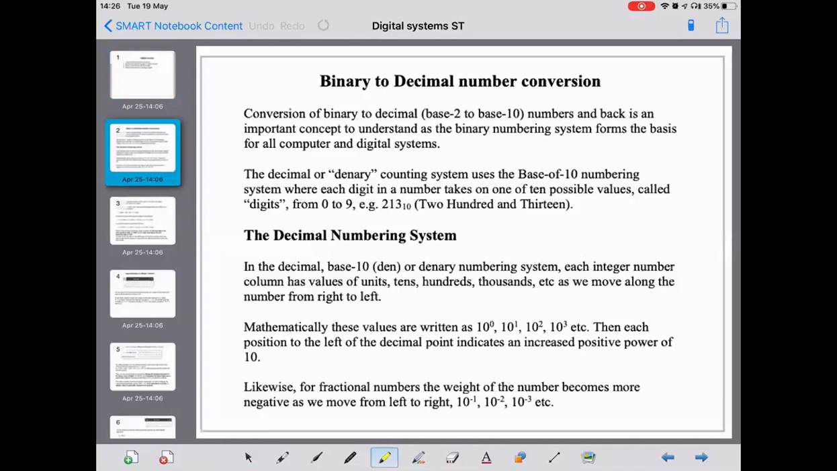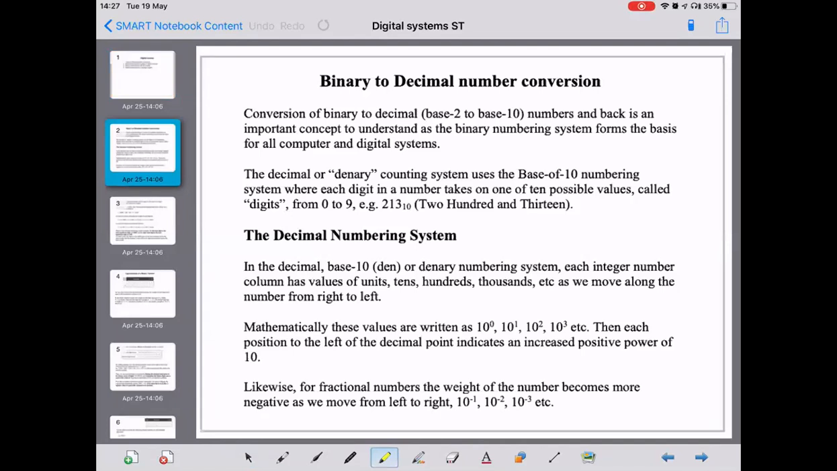So the number 210, there's 2 hundreds, 1 ten, and 0 units. So each integer number has values of units, the tens, the hundreds, the thousands, and so on. So mathematically, that's based on the 10 to the power of index notation. So 10 to the 0 is 1, 10 to the 1 is 10, 10 to the 2 is 100, 10 to the 3 is 1,000, and so on.